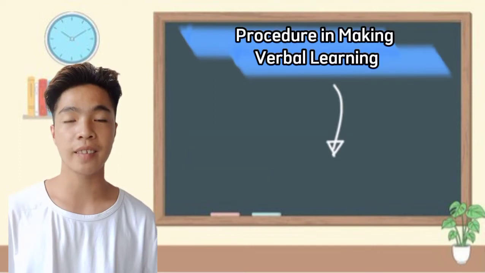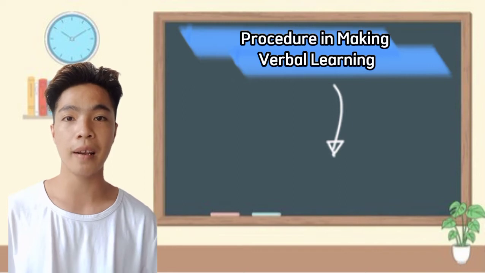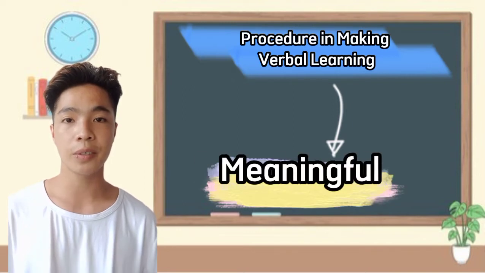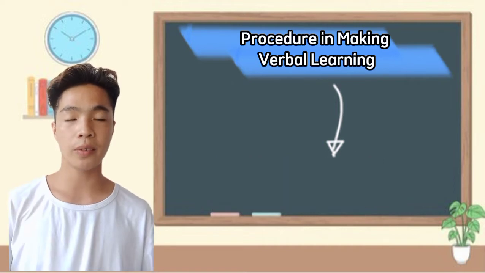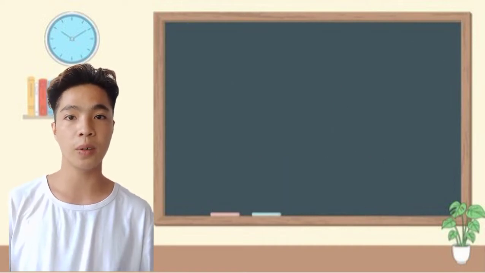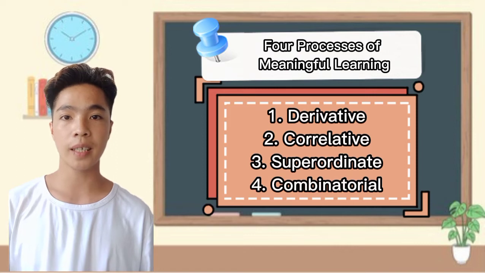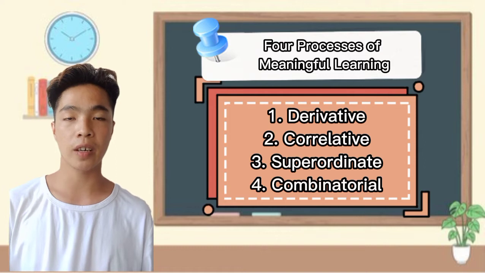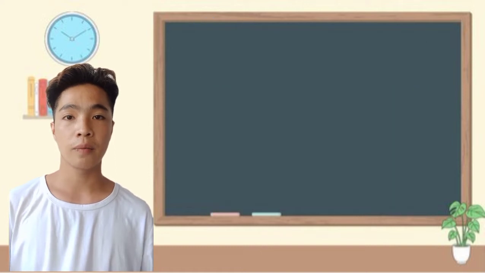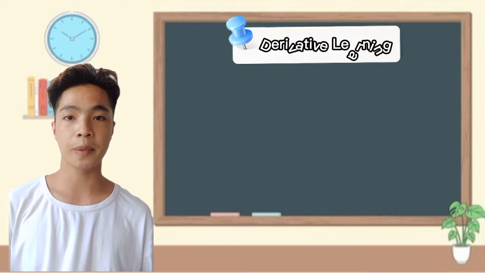Ausubel prescribed the procedure in making verbal learning meaningful, since we all know that classroom learning is through verbal learning. Now, let us talk about the four processes of meaningful learning. First, we have the derivative subsumption, the correlative subsumption, the superordinate learning, and the combinatorial learning. First, we will talk about the derivative subsumption.